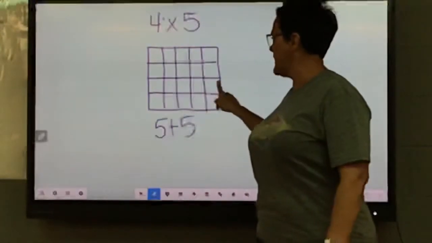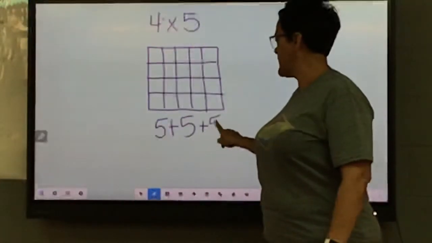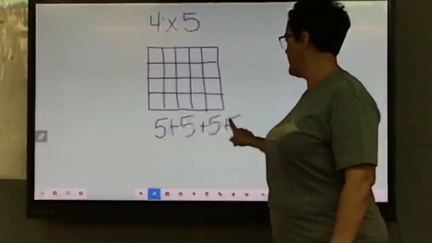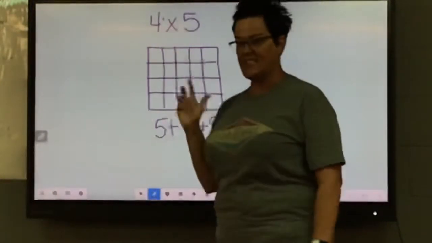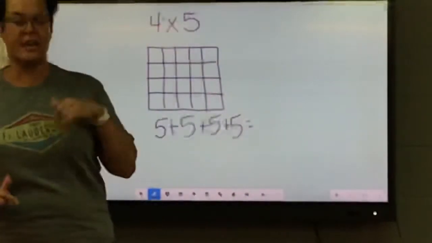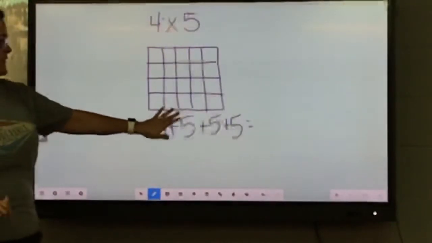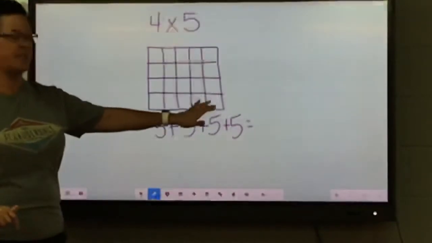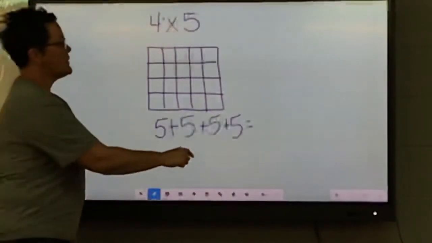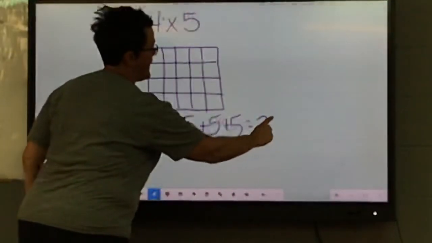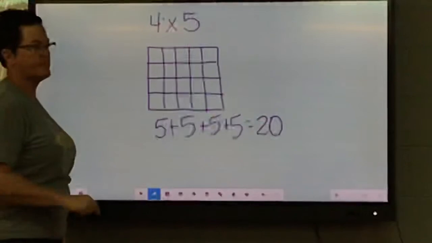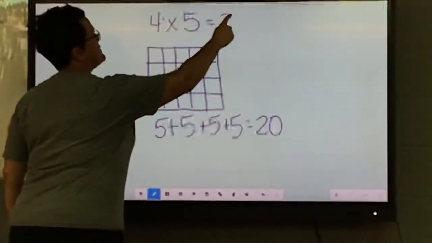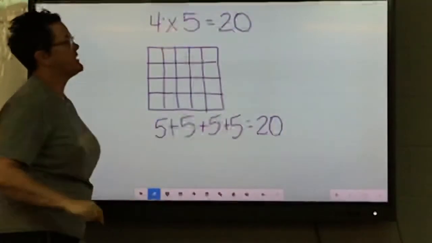Plus how many here? 5. Plus how many in this last one? 5. Ooh, nice and easy. I can count by 5s, right? So 5, 10, 15, 20. So what does 4 times 5 equal? 20. It also equals 20.